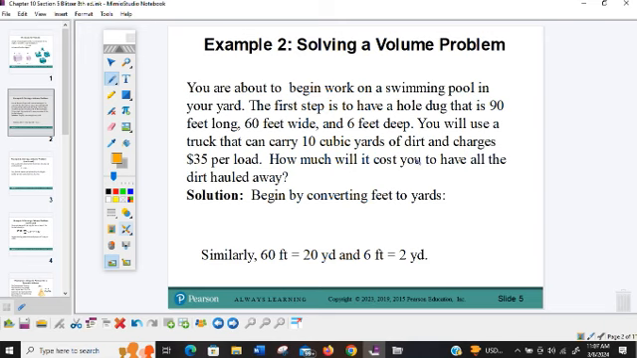Okay, the first thing you need to notice is it's doing cubic yards, and we have done our measurements in feet. So the first thing we need to do is to change those. There are 3 feet in a yard. So if we take 90 and we divide it by 3, we find out that that is 30 yards. Similarly, if we take 60 and divide it by 3, because there are 3 feet in a yard, that becomes 20 yards. And if we take 6 and divide it by 3, that becomes 2 yards. So what we have is a hole that is 30 yards by 20 yards by 2 yards.